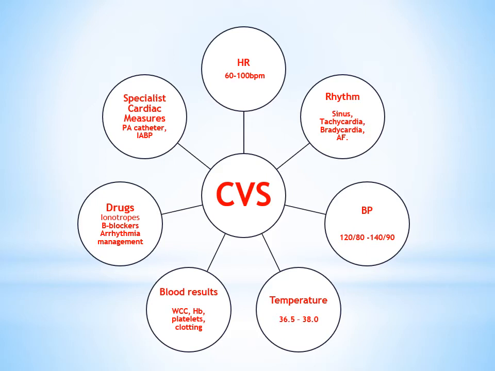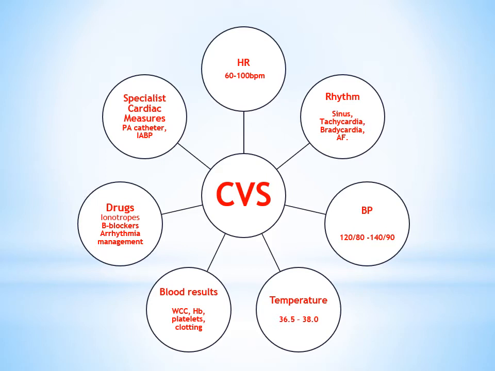Then we'll have a little look at cardiovascular drugs. So, inotropes are indicated in acute conditions where there is a low cardiac output, such as cardiogenic shock following a myocardial infarction, acute decompensated heart failure, and low cardiac output states after cardiac surgery. Common inotropes include noradrenaline, adrenaline, and milrinone.